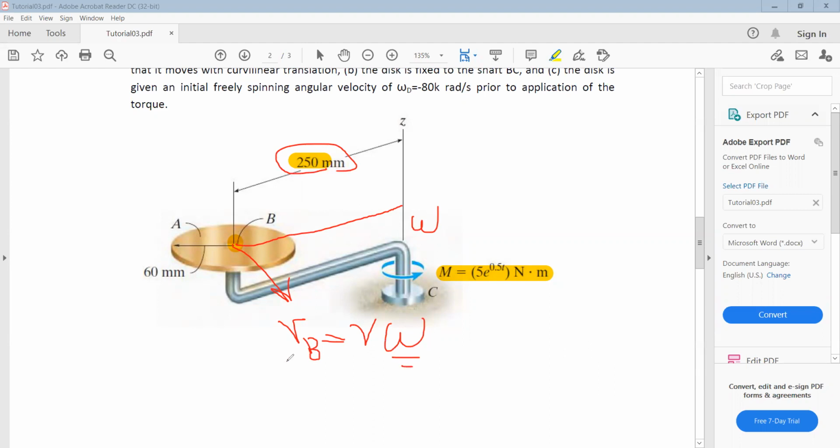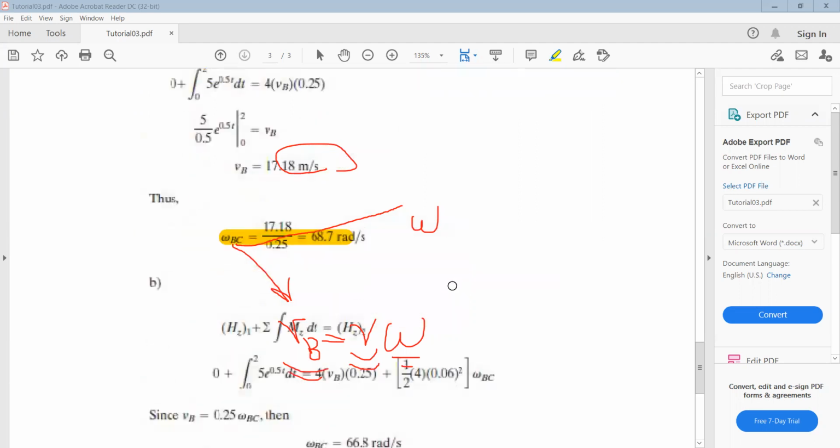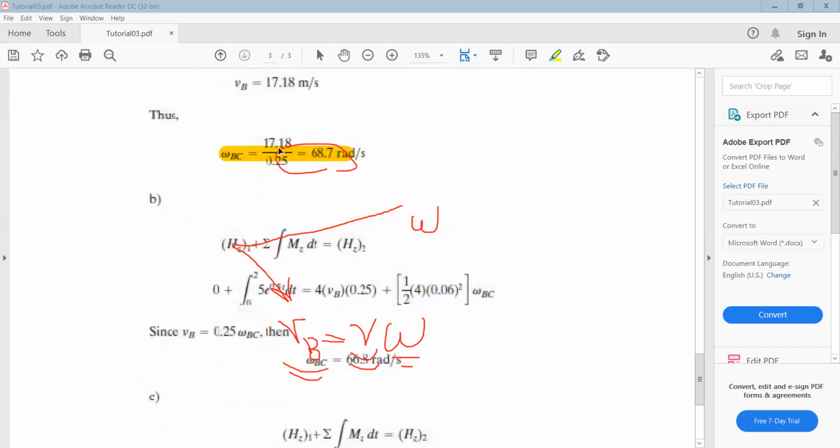And we want to obtain this omega. This is the unknown. We have the velocity of B from the angular impulse momentum. And also we know that R is equal to 250 millimeter. So omega is equal to VB divided by R. Here you can see this is the omega: VB, which is 17, divided by 0.25. Clear?